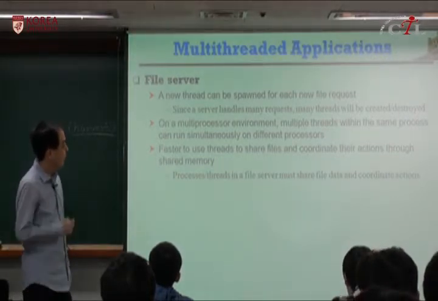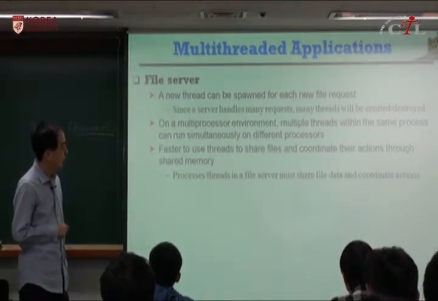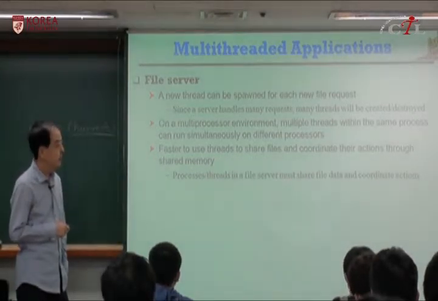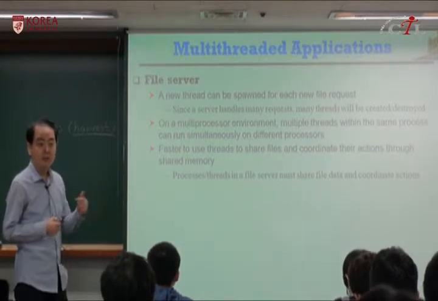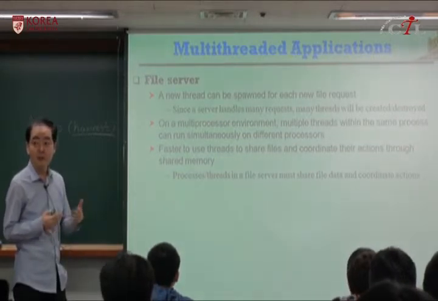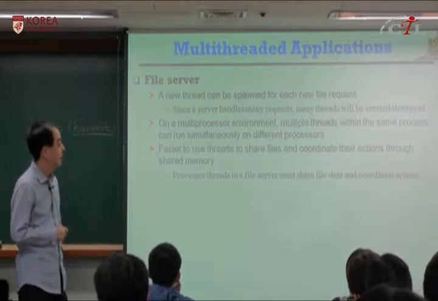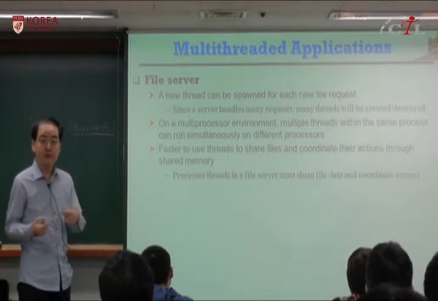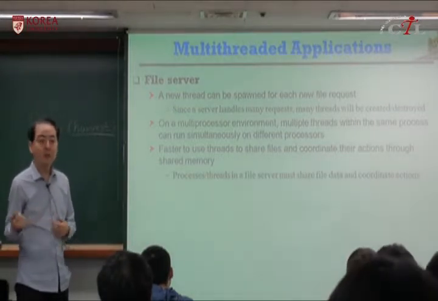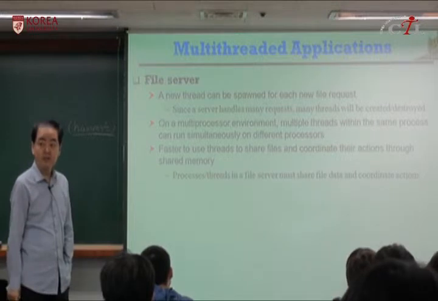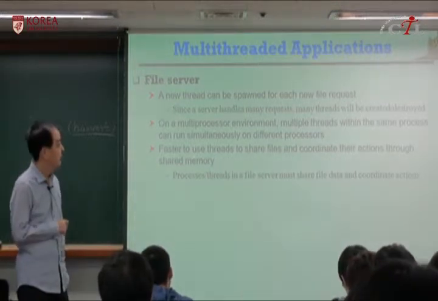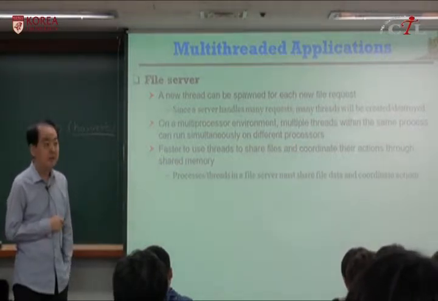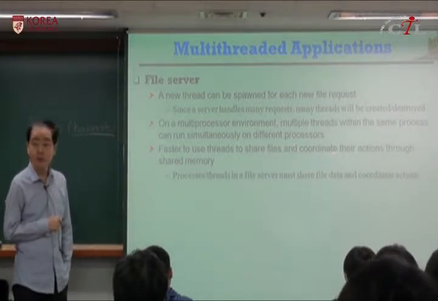And in a file server, even if you implement process or thread, file server, they must share file data because some of the file requests are going to the same file. They have to coordinate their action. If you use process, coordinating is more difficult because you have to use message passing or signals which go through operating system kernels. But here, if you use thread, you already share files and you already share memory. So you can share files, you can communicate through shared memory, and you can coordinate action.